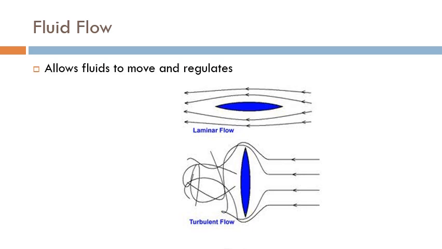So, the concept of fluid flow. This allows fluid to move and also regulates your motion. You have two different types of fluid flow: laminar and turbulent. If you look here, this is a laminar flow. This actually can speed up movement. What you have is this nice, even movement of the liquid over the object.